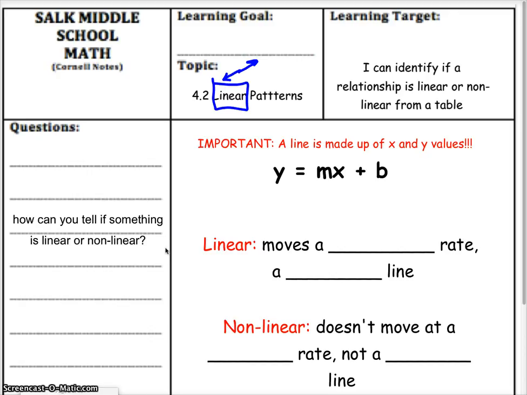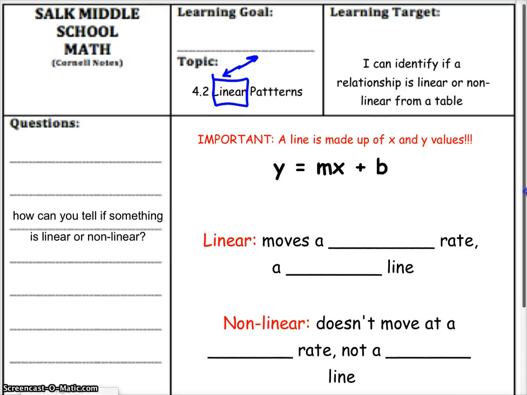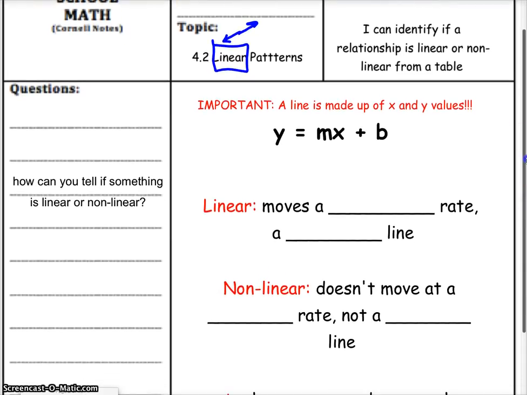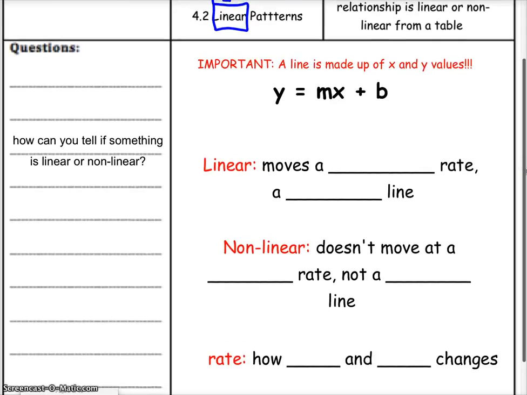Your learning target today is to determine if a relationship is linear or nonlinear from a table. Actually, that's not really accurate. Your learning target is to calculate rates. You're going to calculate how something changes.